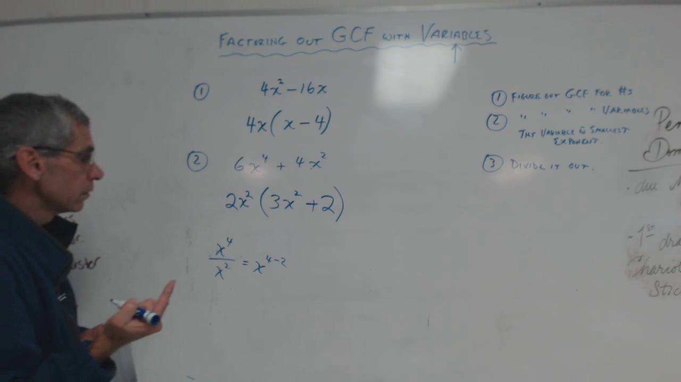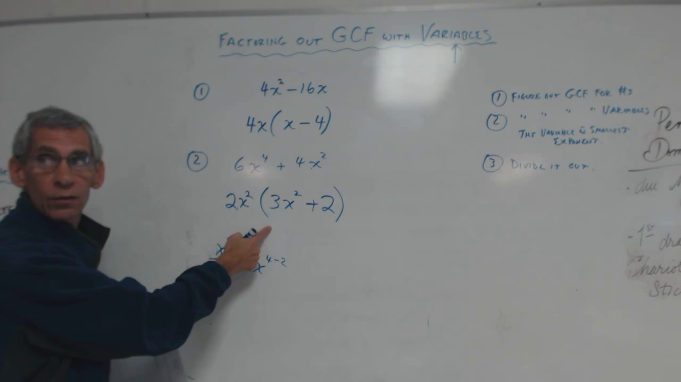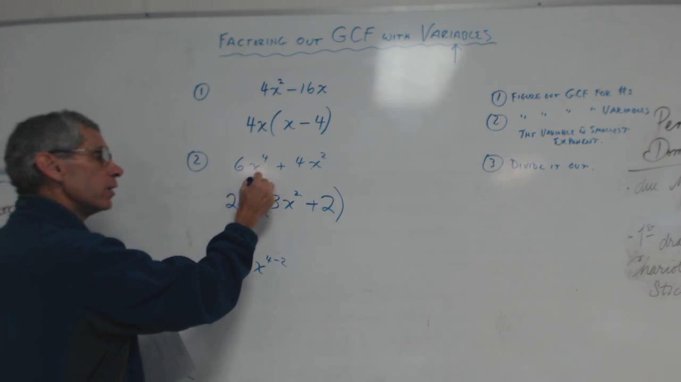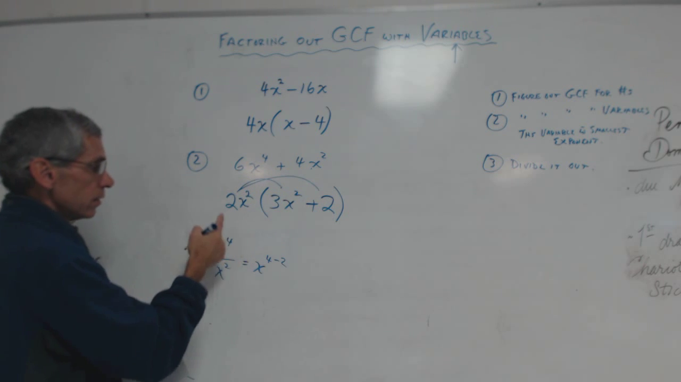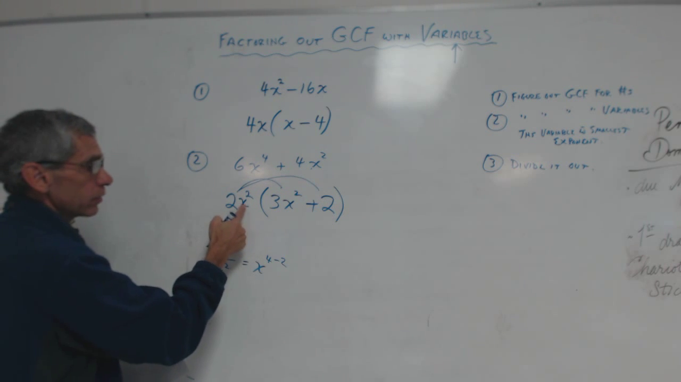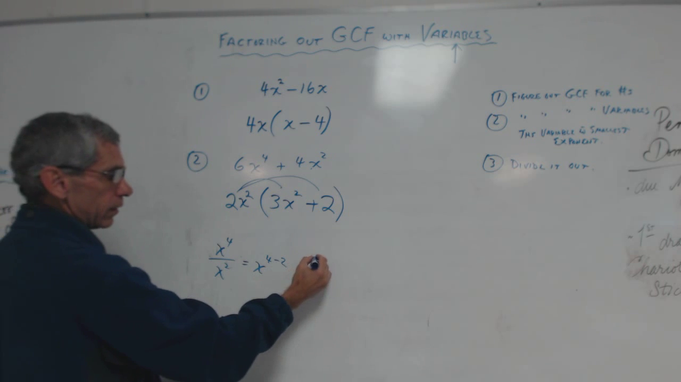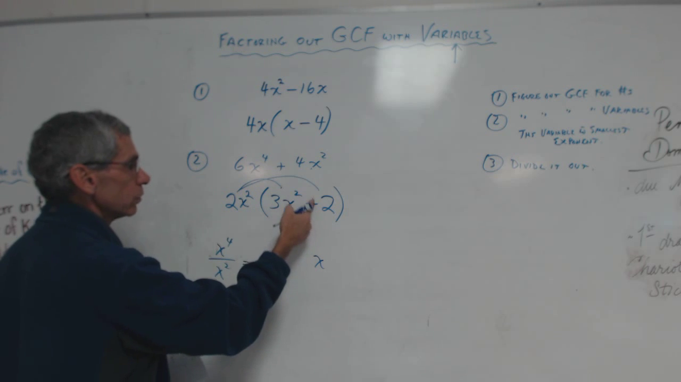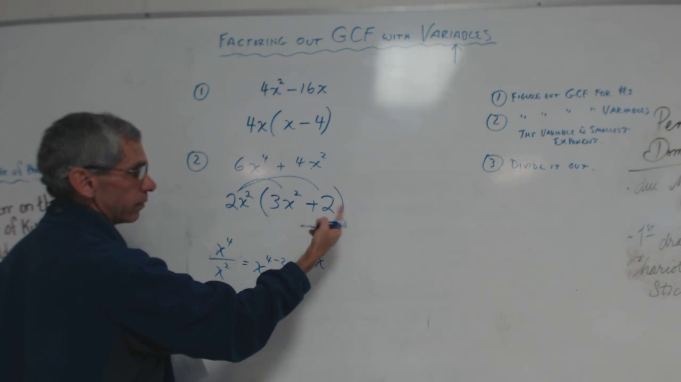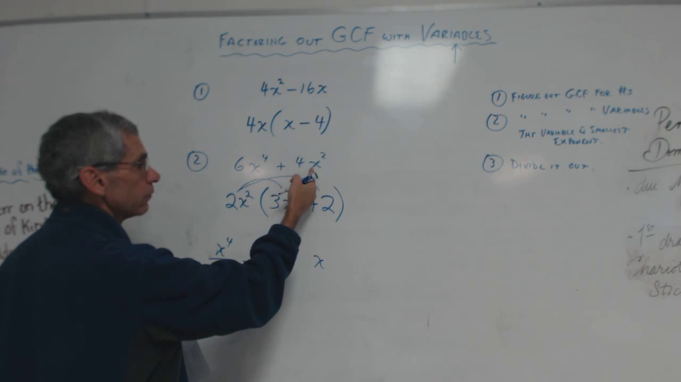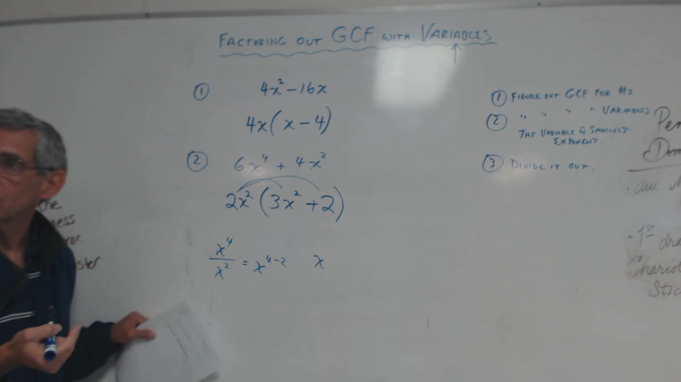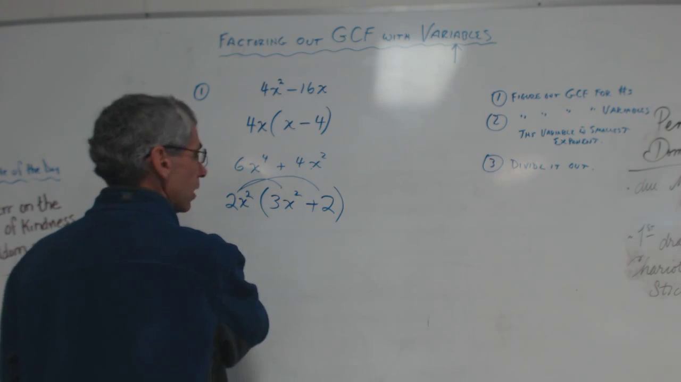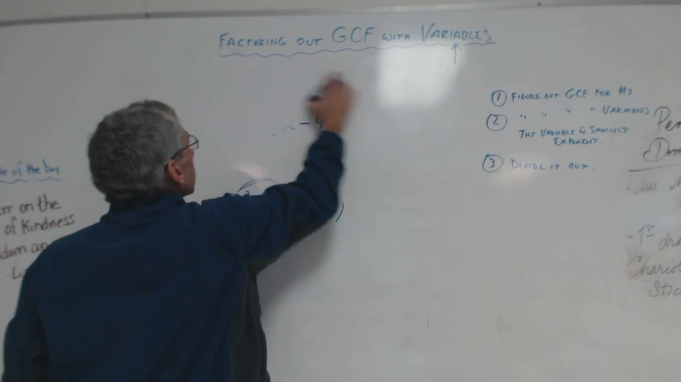Did you understand how I got that, though? Okay. But you can always check your work by doing what's called the distributive property, right? 2 times 3 is 6. X squared times x squared, you know those, right? It's x to the 4th. There you go. And then plus 2 times 2 is 4. X squared times whatever is just x squared. The x squared tags along, right?